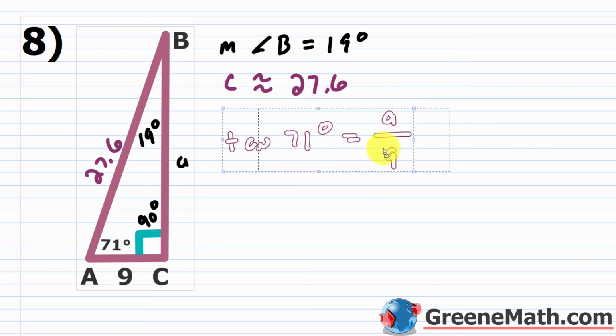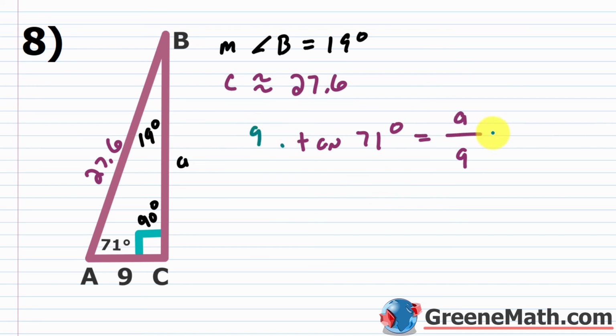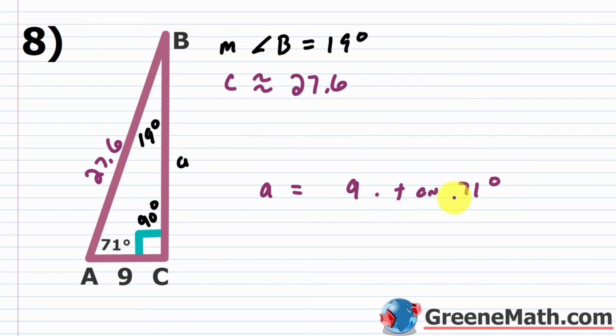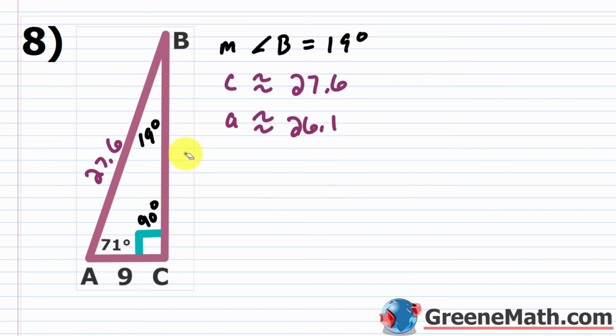And so let me scooch this down just a little bit. I can multiply both sides by 9 so that I can clear this denominator here. So this is going to cancel, and you're going to have that A is equal to 9 times the tangent of 71 degrees. And let's plug this into our calculator: 9 times the tangent of 71 degrees. And I get about 26.1 if I round to the nearest tenth. So we'll say A is approximately 26.1. So I'll erase this and just put that this is 26.1.